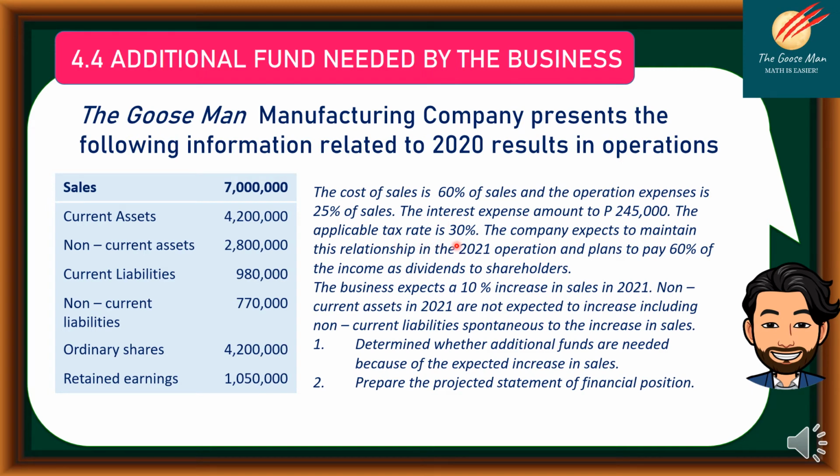The company expects to maintain this relationship in 2021 operations and plans to pay 60% of the income as dividends to shareholders. The business expects a 10% increase in sales in 2021. Non-current assets in 2021 are not expected to increase, including non-current liabilities, as well as those spontaneous to the increased sales. So let's determine whether additional funds are needed because of the expected increase in sales. And number two is prepare the projected statement of financial position.